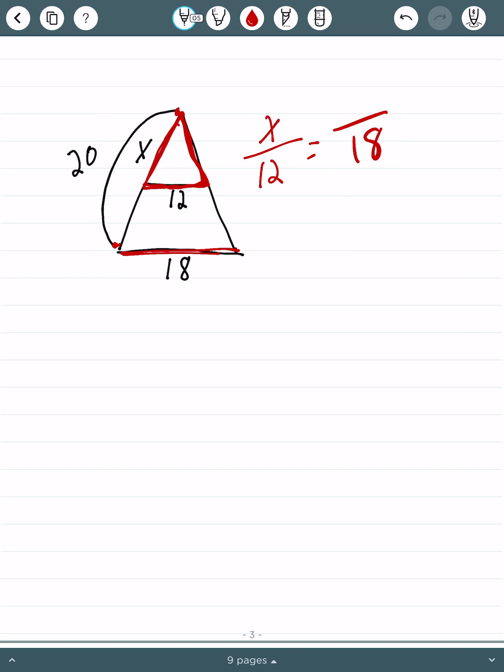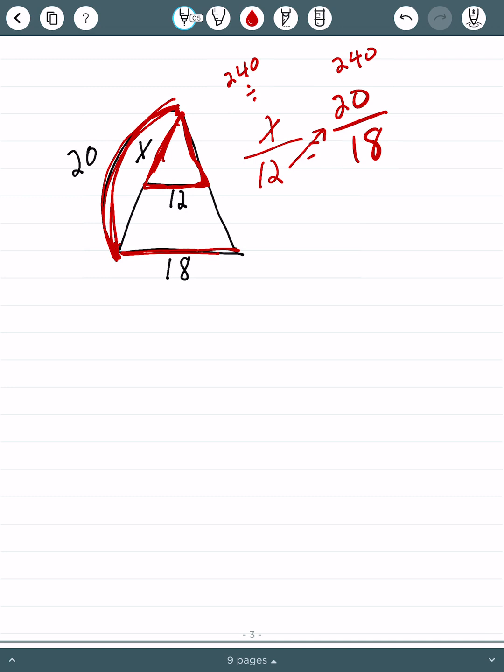Now, x is the total, and it's giving us the total right there. The big triangle is 20. All right, now we've got it set up right. Let's do our cross multiply. 20 times 12 is 240. That means this side needs to equal 240. So I'm going to turn around and do 240. I'm going to push this on my calculator.